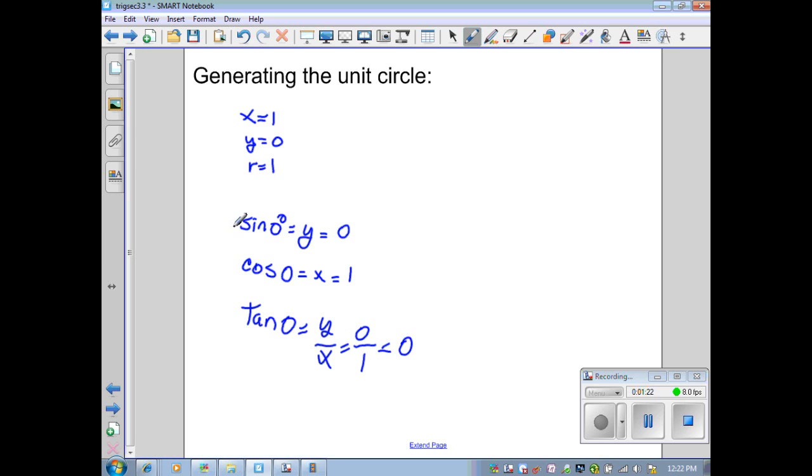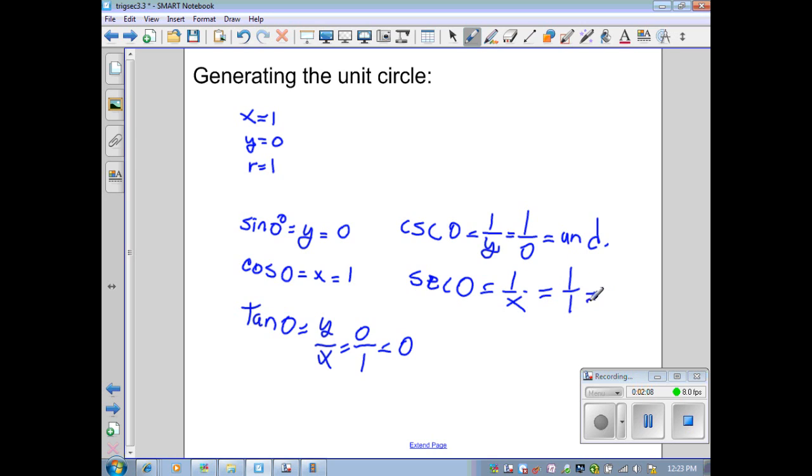The reciprocal functions: cosecant of 0 degrees will be 1 over y, which equals 1 over 0, which identified on previous slides is a constraint. Therefore, cosecant of 0 is undefined. Secant of 0 is going to be 1 over x. Therefore, this is going to be 1 over 1, which is 1.